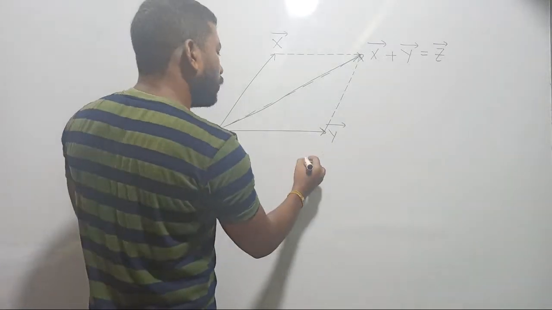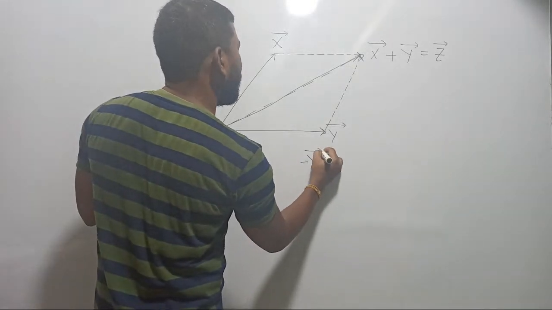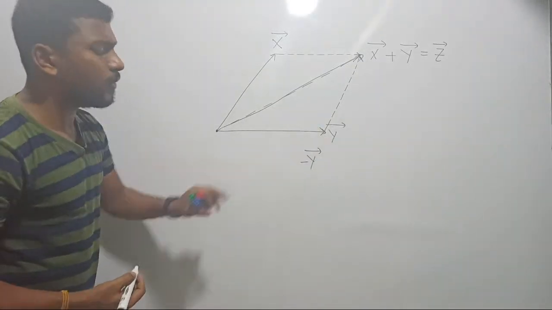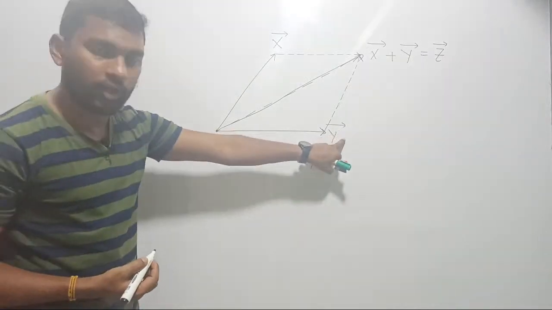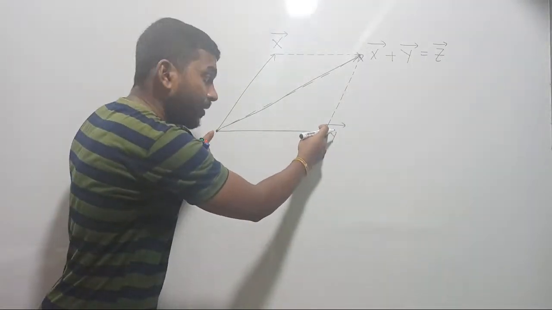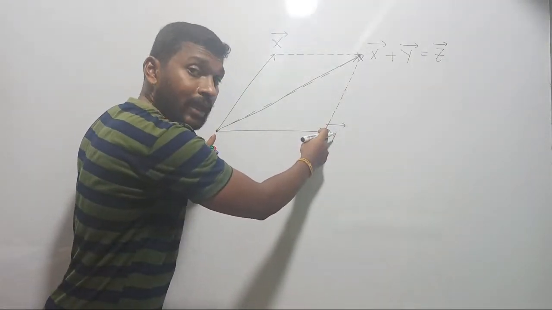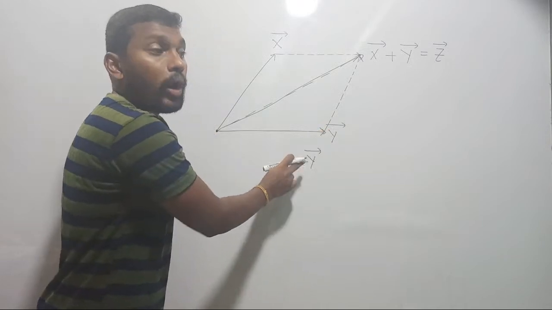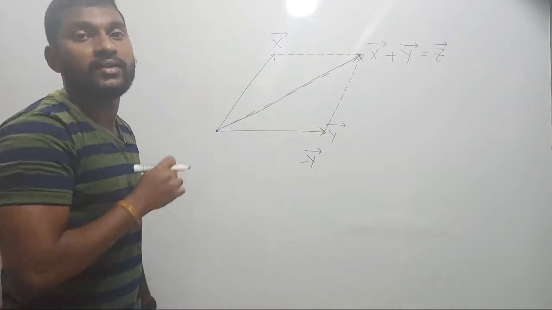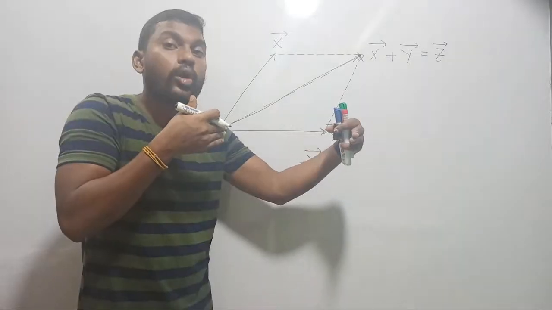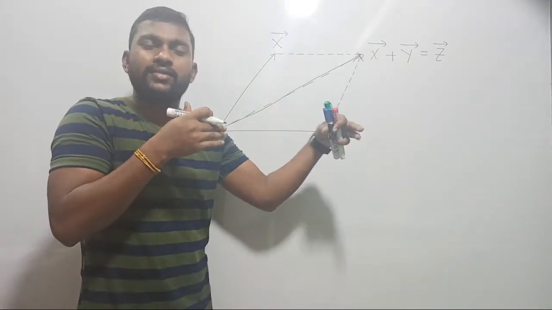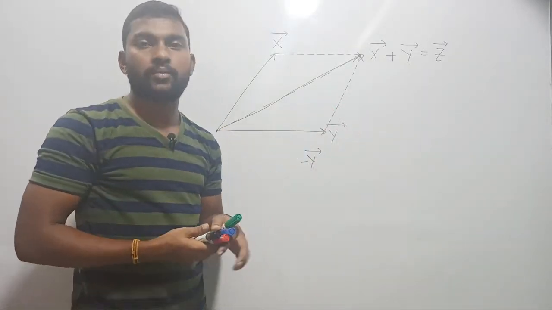Suppose you want to represent the minus y vector, can anyone guess where it will be placed? This is the y vector, and we know its length. I would like to consider the same length but with the minus. What is the difference between plus and minus? The difference is they are 180 degrees opposing each other.